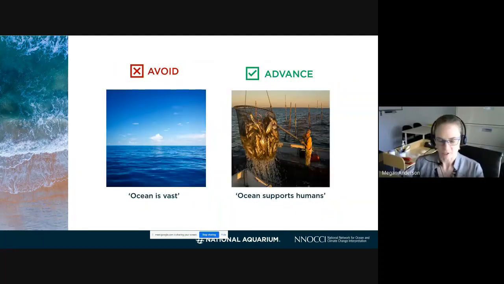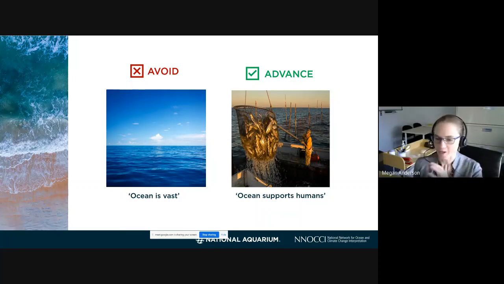And with everything, we have several different cultural models, right? So there's not just one for every single large topic. Things like the ocean is vast, which I think Astrid nicely pointed out. Vastness is a shared cultural model with oceans. Another shared cultural model is that oceans support humans.